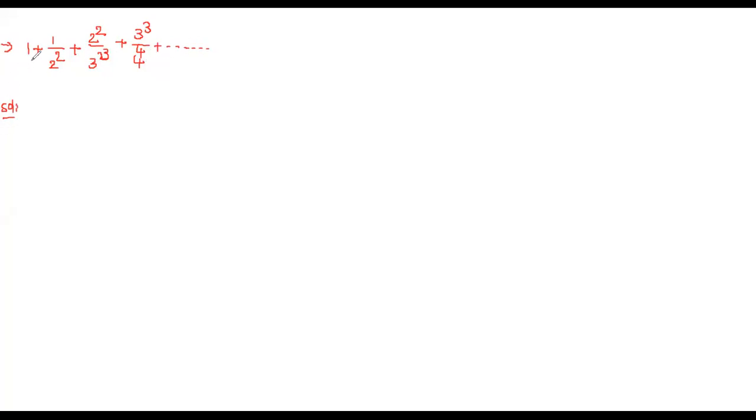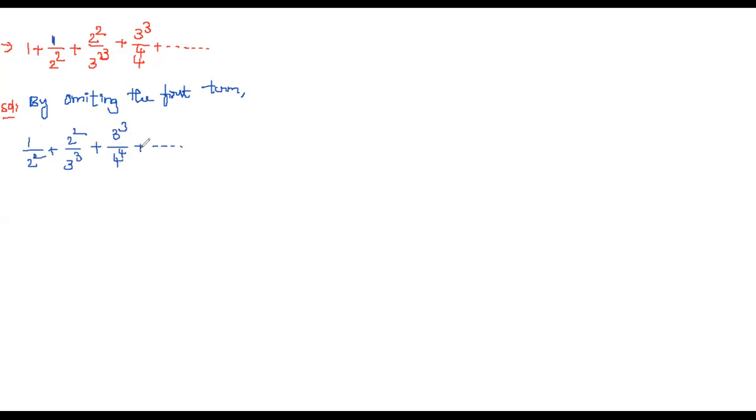Here we will omit the first term. Otherwise, we never get the series. Why? Because already here it is having 1. So for that, we omit the first term. Omit in the sense, we remove that, and from the remaining ones only, we write the nth term. So by omitting the first term, what about the series? 1 by 2 square plus 2 square by 3 cube plus 3 cube by 4 power 4 plus and so on.